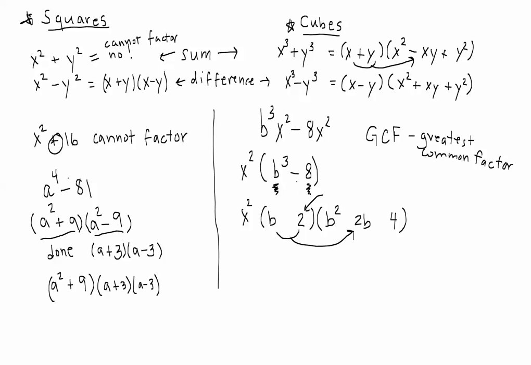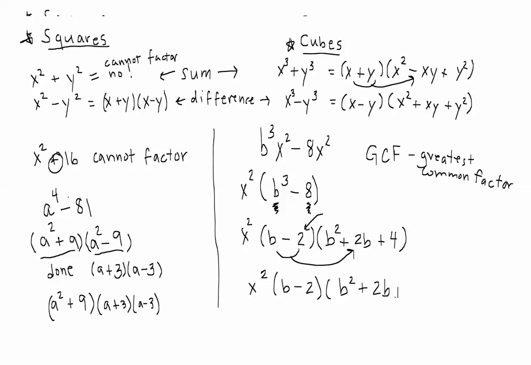Memorize the signs. If the original problem is minus, or difference, then the answer is minus, plus, plus. The final answer for this example is x squared times b minus 2 times b squared plus 2b plus 4. So just a couple little examples of squares and cubes.